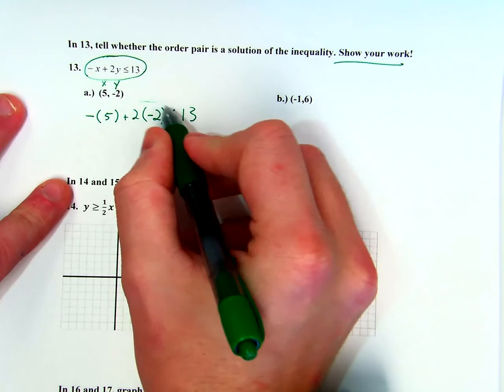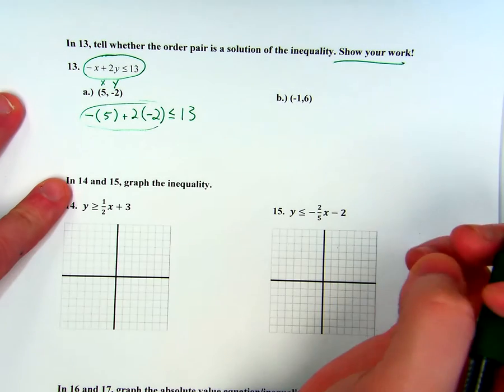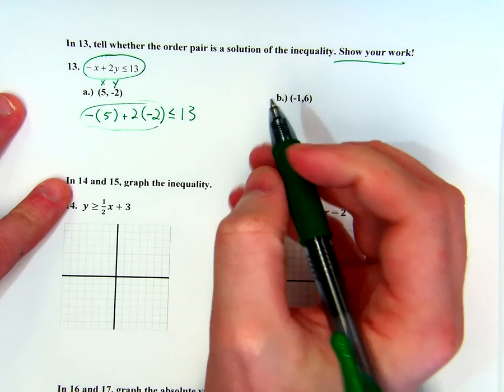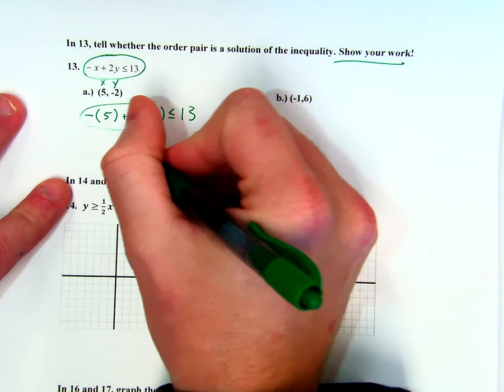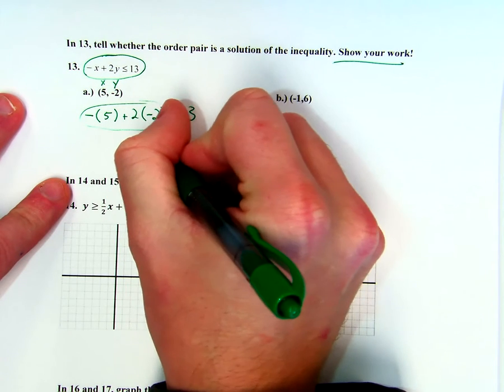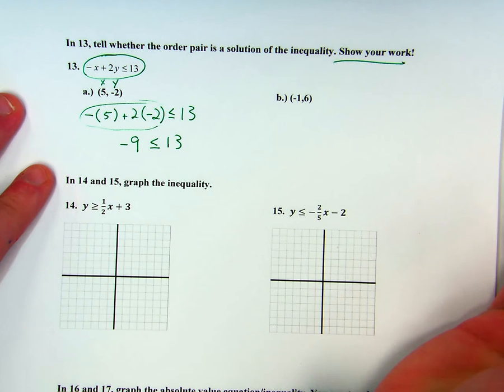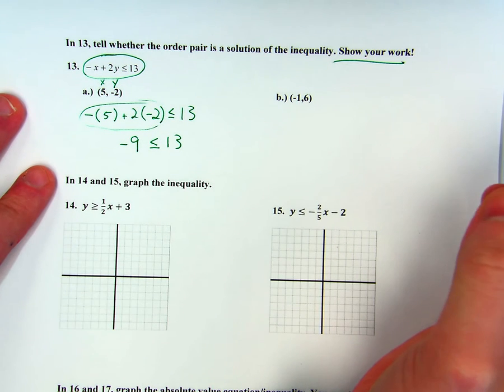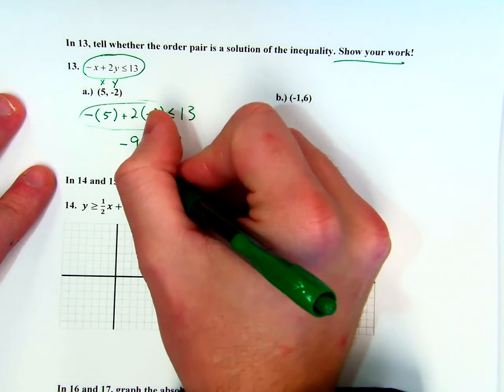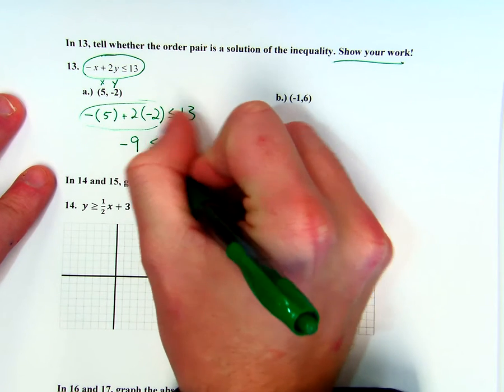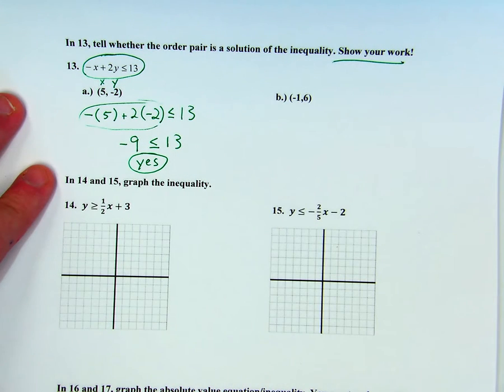Now at this point, you can take this whole left side and calculator it out. You would be left with negative 5 plus negative 4, which is negative 9, is less than or equal to 13. And then all you have to do is decide if that's a true statement or not. Negative 9 is in fact less than or equal to 13, so yes, this is a solution to the inequality.